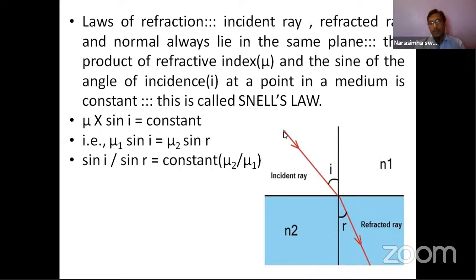For example, if the light ray is incident at angle I1, it refracts at R1. If the angle of incidence is I2, the angle of refraction will be R2. If the angle of incidence is I3, the angle of refraction will be R3, and so on. Angle of incidence In, angle of refraction Rn, and the ratio of those two is always constant. This is Snell's law. That is, mu2 by mu1 is equal to a constant.